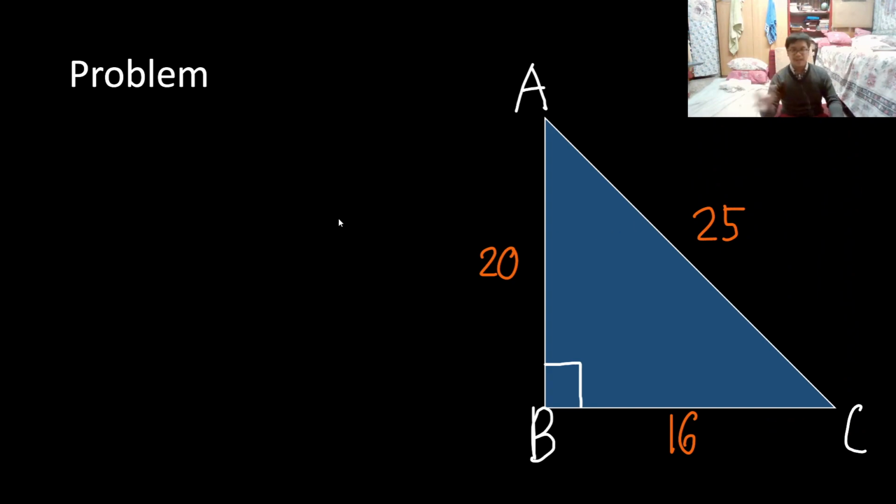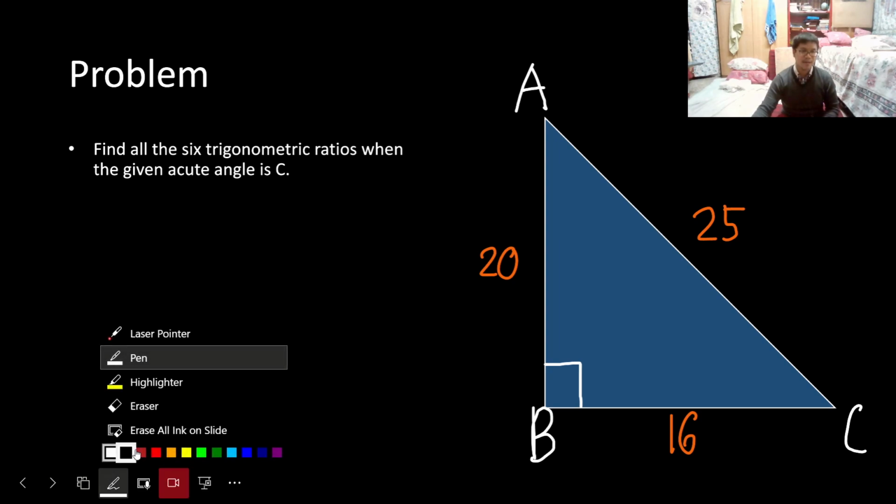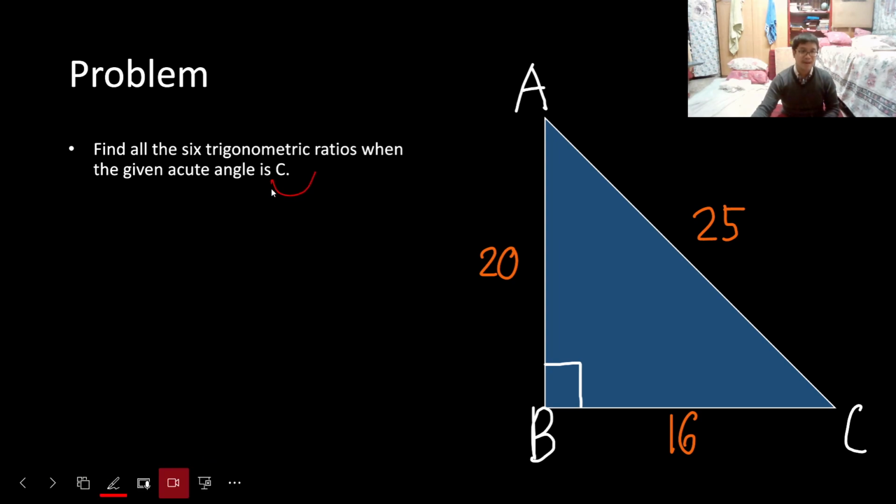So here we have triangle ABC and all of the sides in a given right triangle are all present. Side AB is 20 units long. Side BC is 16 units long and the hypotenuse is 25 units long. Our objective is to find all the trigonometric ratios when the given acute angle is at C. Forgive me for once again having a grammatical mistake.